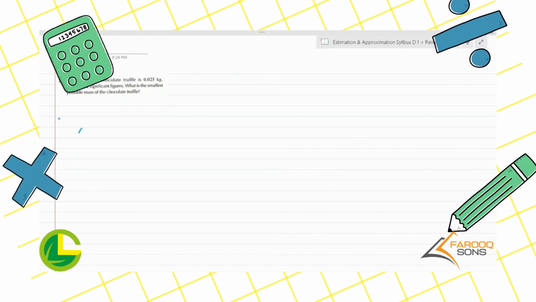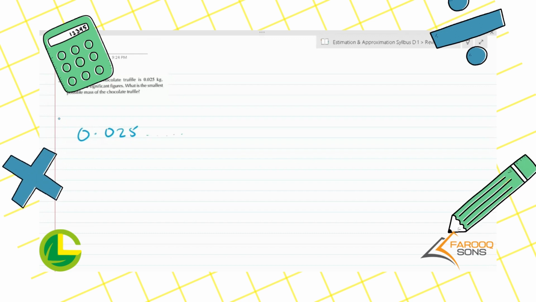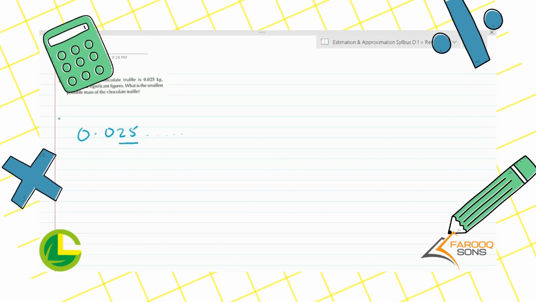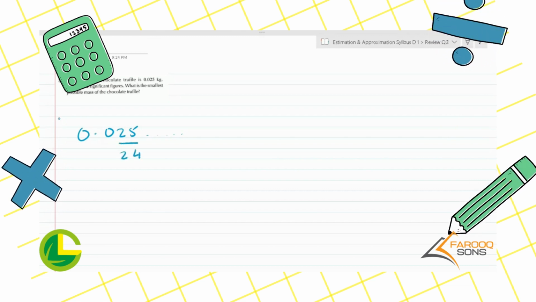Okay, so this means the number has already been rounded off to two significant figures. So this means it was not a two significant figure. It was a certain digit ahead. We don't know how many. Okay, what is the smallest possible mass of the chocolate truffle? To round it off to two significant figures, this means this wasn't a 2.5, it was maybe a 2.4.